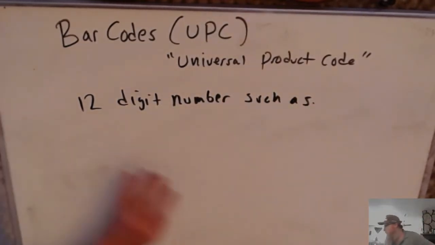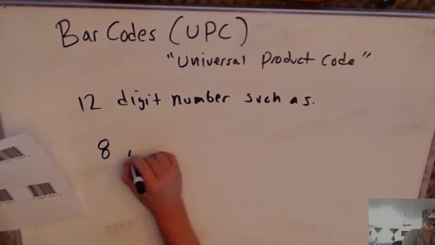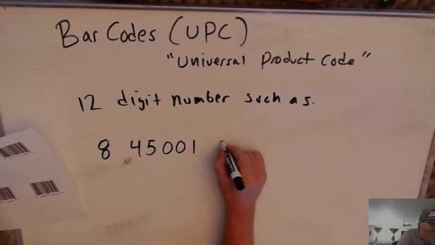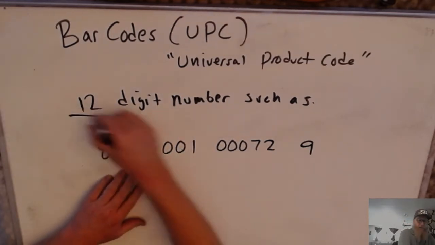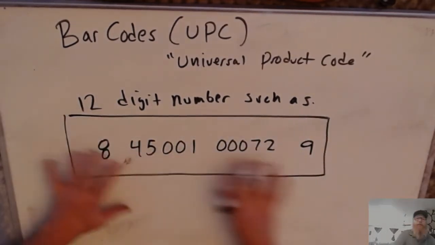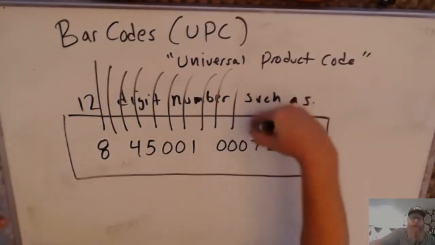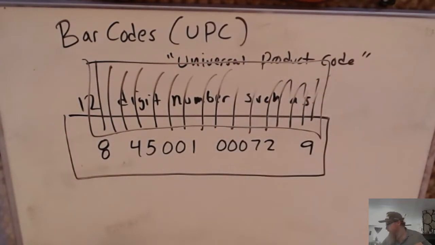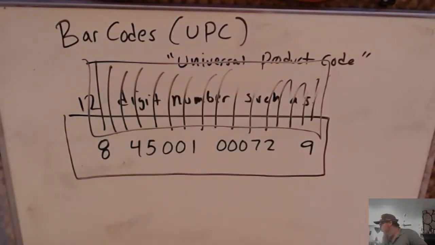And I'll just write one out kind of big here. Let's see. 8, there's usually a space, 45001, 00072, and then 9. So it's a 12-digit number, something like this. And it's usually right underneath the bars, so the bars will be above it like this, kind of like one of these guys. So the digits actually mean something.